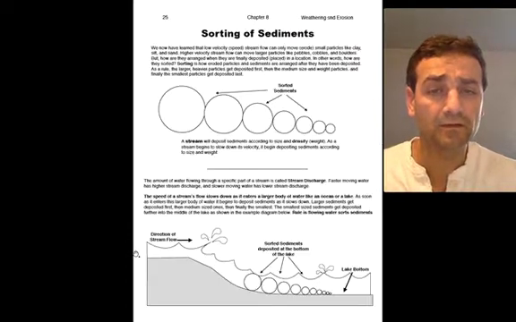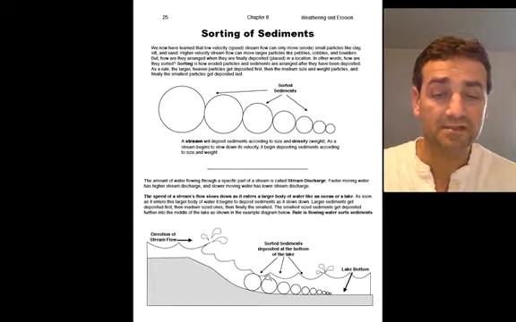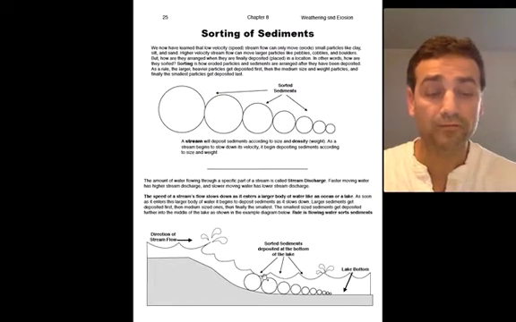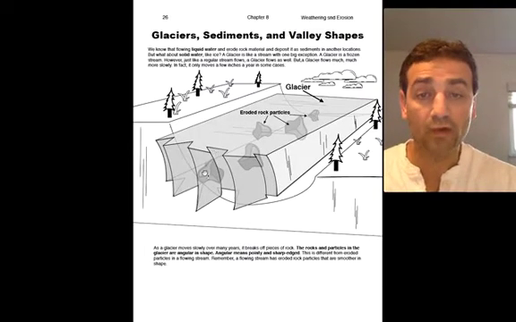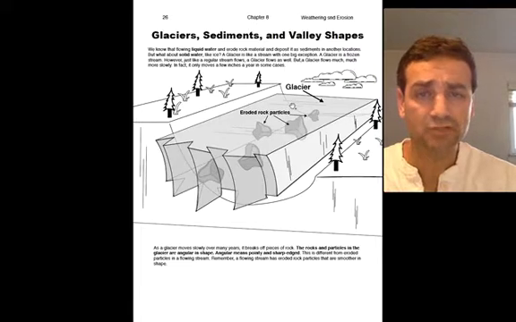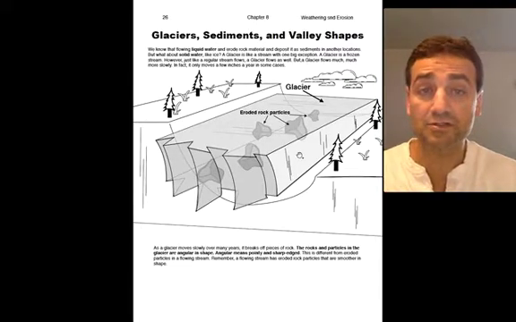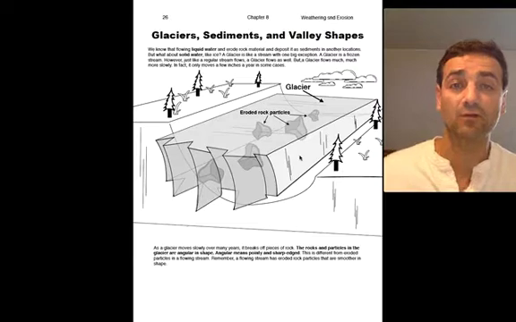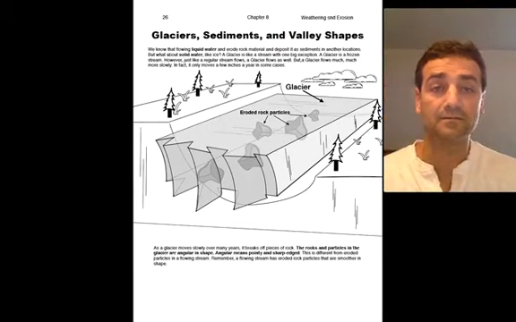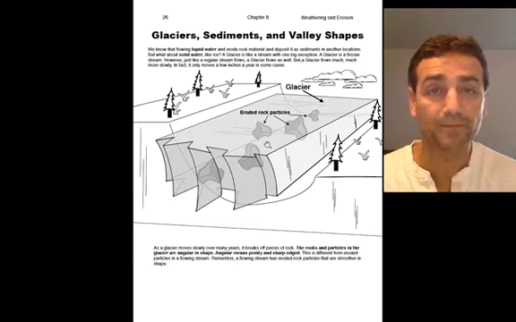Let's take a look back here. Look at these sediments, nice and round, right? In water. Look at these. These are all angular, pointy, sharp-edged in ice in a glacier. Okay, so that's one of the big differences between flowing water and frozen flowing water. Okay, all right.